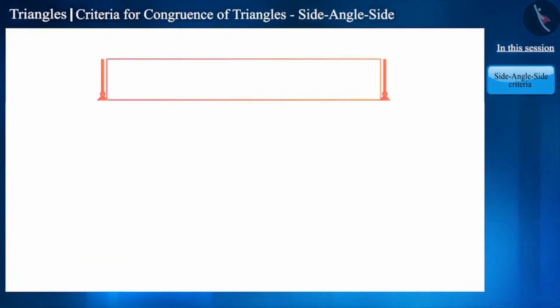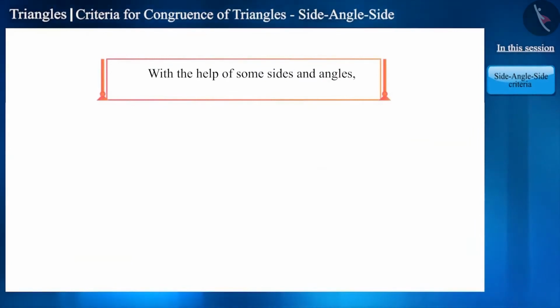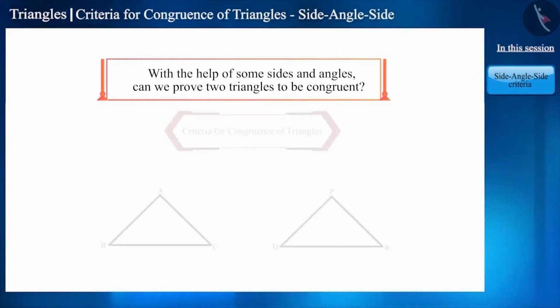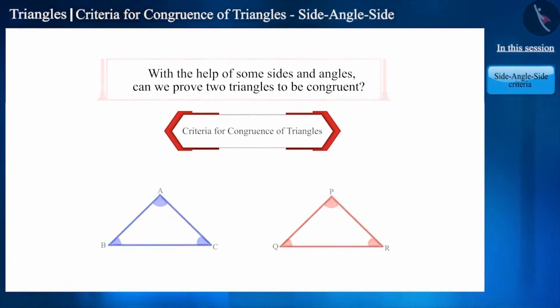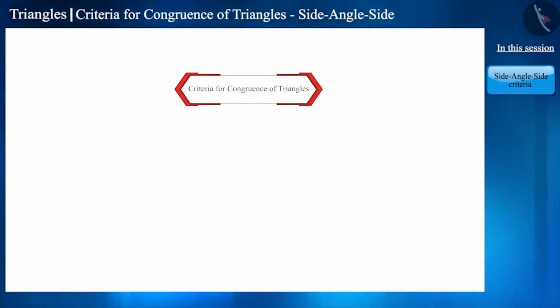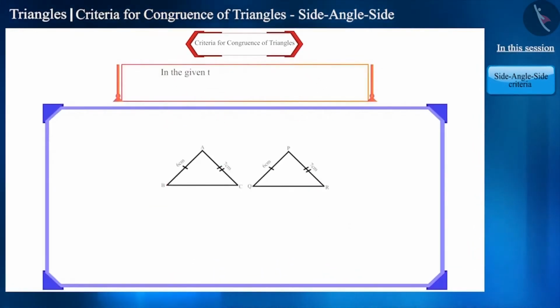But with the help of some sides and angles, can we prove two triangles to be congruent? In this video and in the upcoming video, we will see at least how many sides or angles must be equal for two triangles to be congruent. Friends, in triangle ABC and triangle PQR on the screen, both the sides AB and PQ are 6 cm and sides AC and PR are 7 cm.